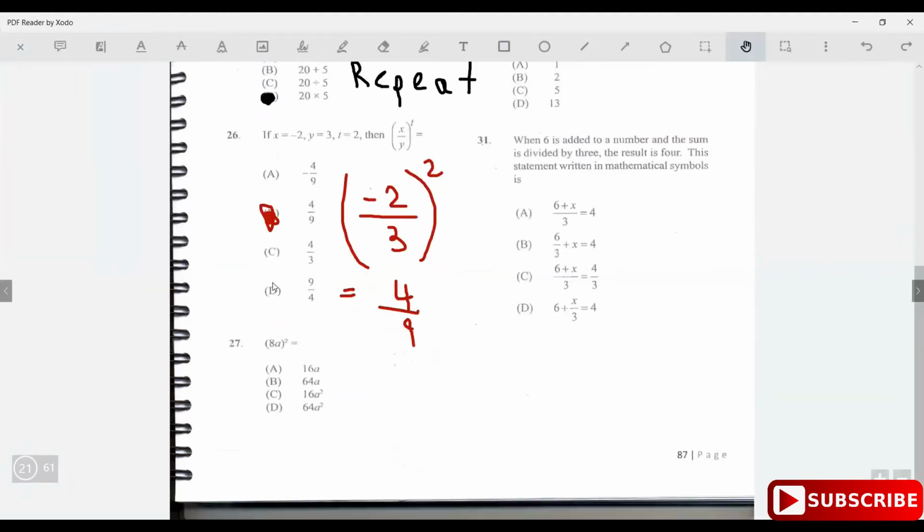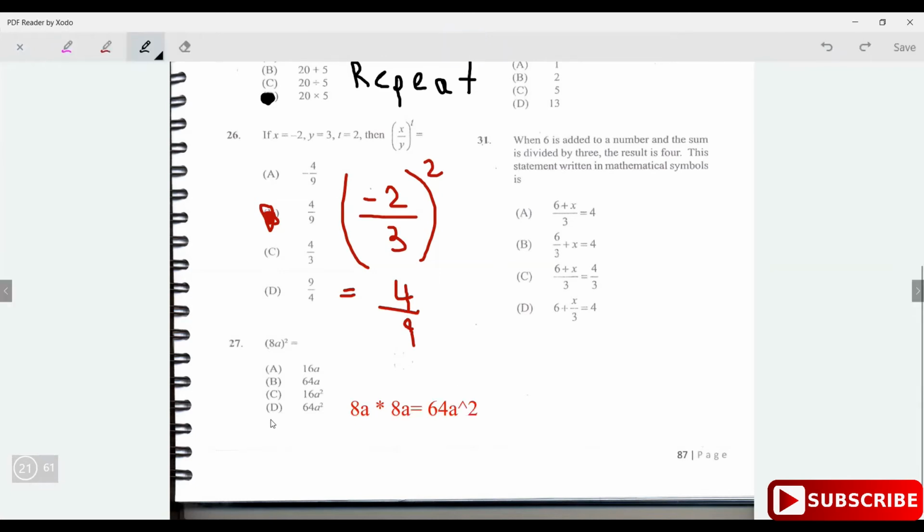Question 27, what is 8a squared? Remember what 8a squared means. 8a squared means 8a multiplied by 8a. 8 times 8 is 64. a times a is a squared. So it's 64a squared. Nice and easy, solved. Option D.